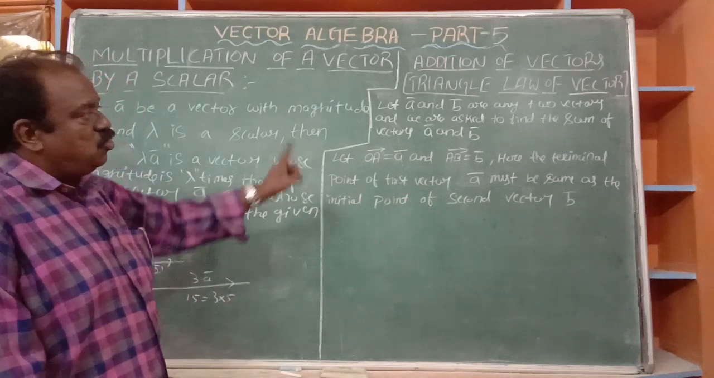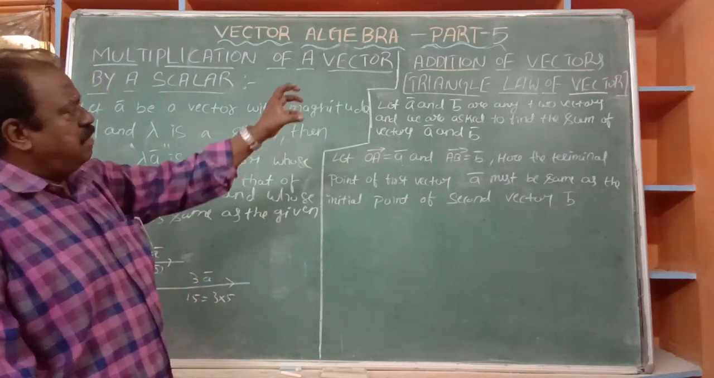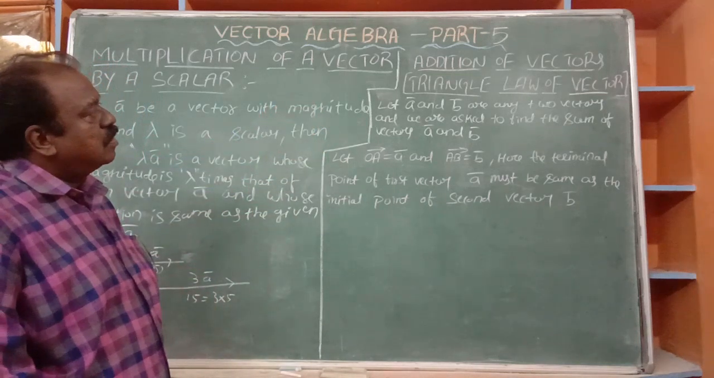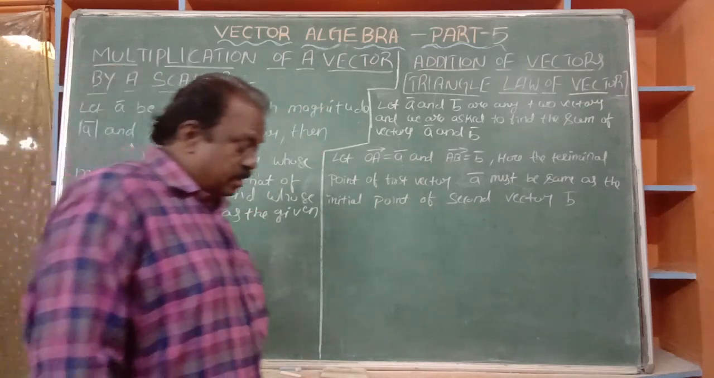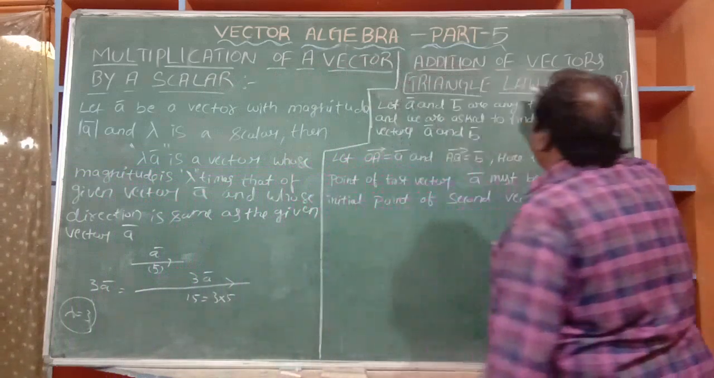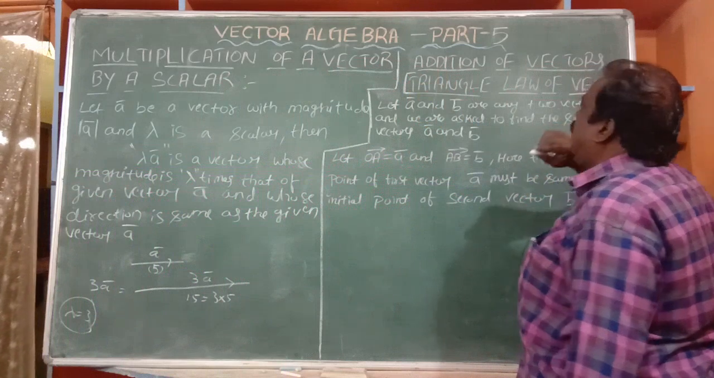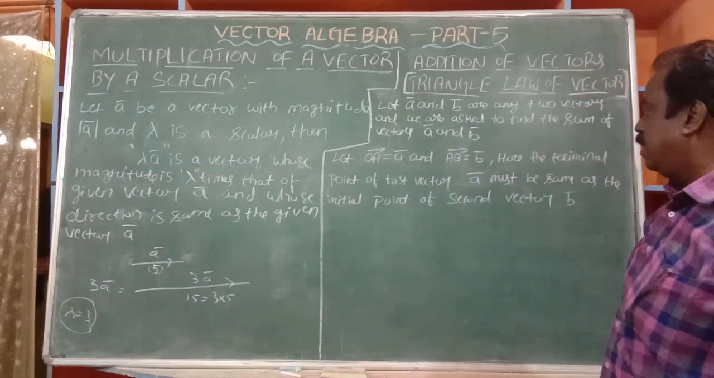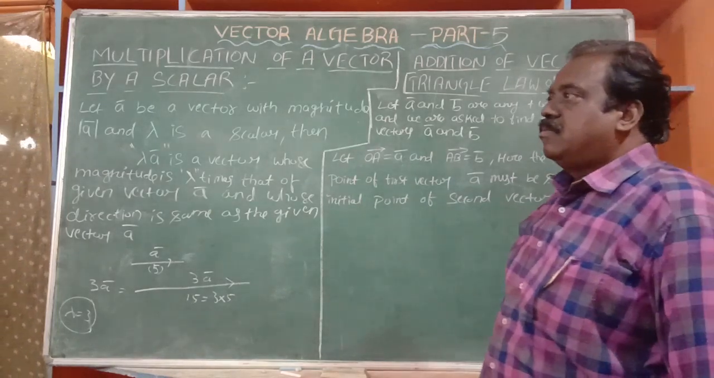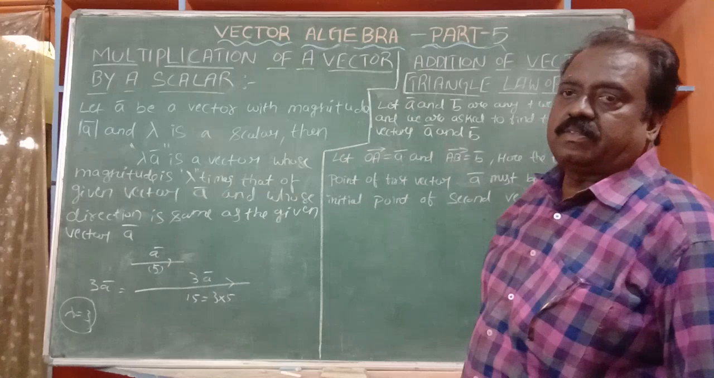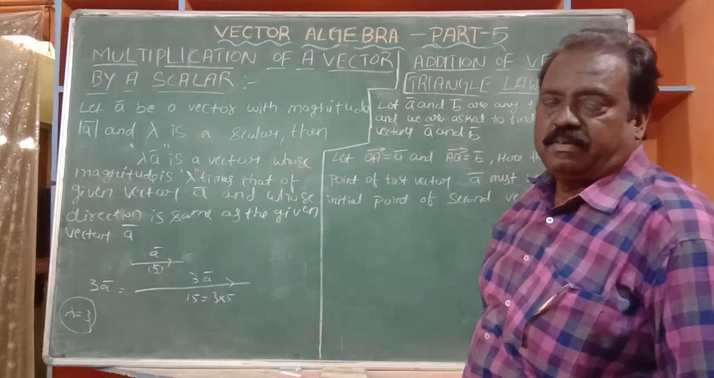Next, this is a very important concept: addition of vectors, or otherwise the triangle of vectors. Addition of vectors is a concept, or otherwise we may say it is the triangle of vectors. Okay, now you see, 5 and 6 are two real numbers. What is the addition of 5 and 6? It is 11. 5 plus 6 is equal to 11.